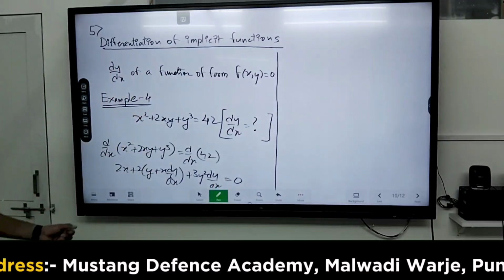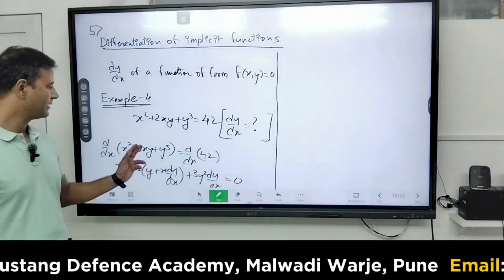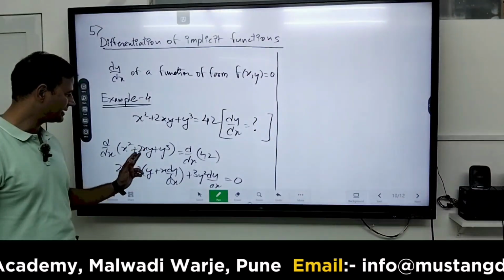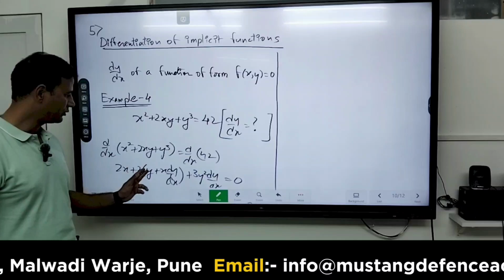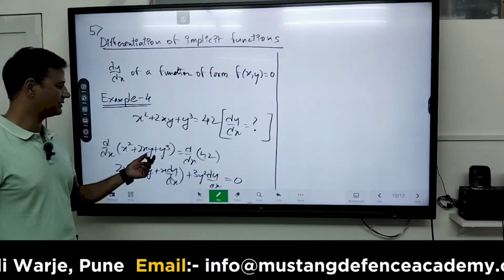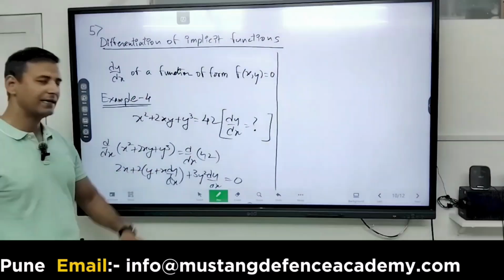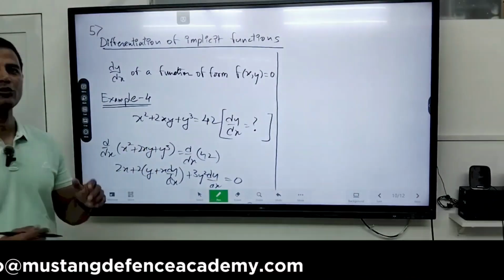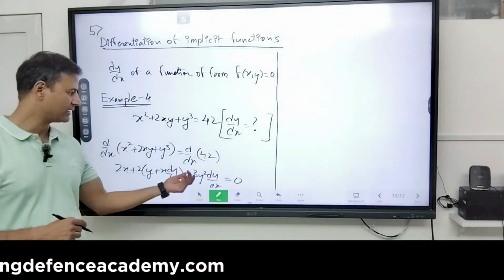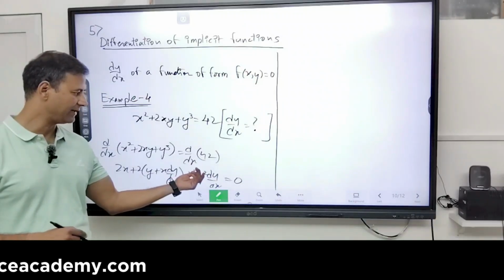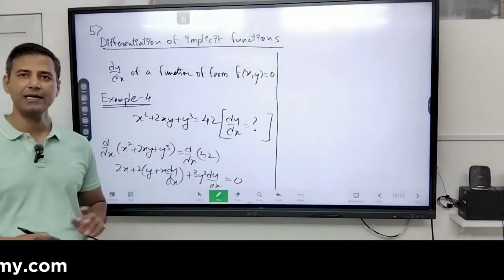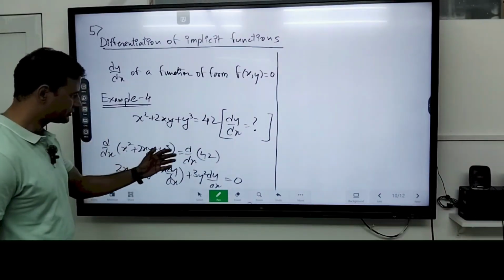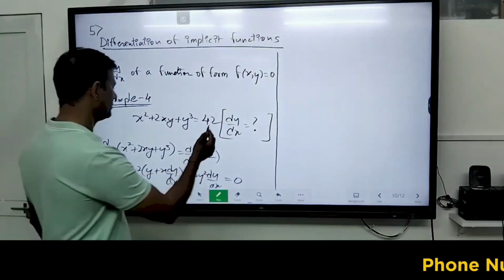Here I have used the UV formula. 2 is outside because it is a constant. y d by dx of x, d by dx of x is 1, so y into 1 is y. And second, x dy by dx. And then the third term, y cube. So d by dx of y cube we will use n minus 1, so 3y, 3 minus 1 is 2, so 3y squared, and then dy by dx will come. And the right hand side, d by dx of constant 42 is 0.